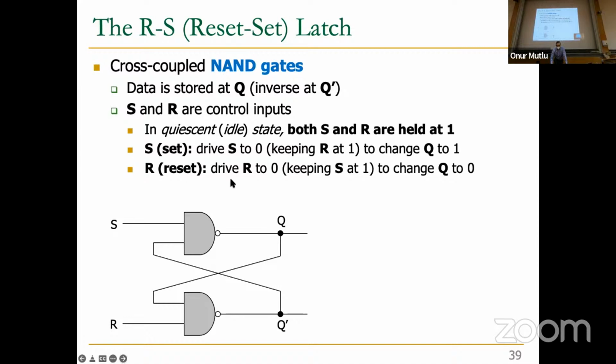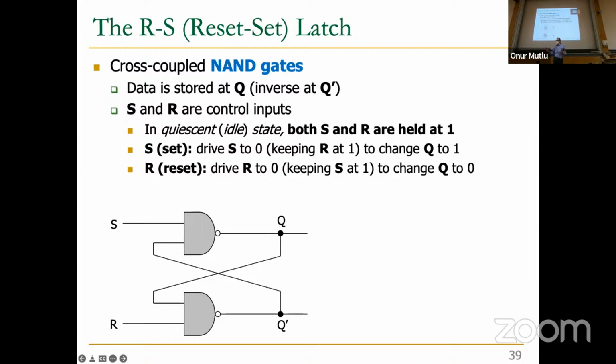R is reset. If you want to reset this, meaning set Q to 0, you drive R to 0 while keeping S at 1. So let's take a look at what happens. R is 0. The other input doesn't matter because the 0 value dominates in a NAND gate. This becomes 1. This is 1. This is 1. The result is 0. Nice. It doesn't matter again. This is 1. Basically, now you've stored a 0 in Q. That's the idea. That's how you set and reset this thing.